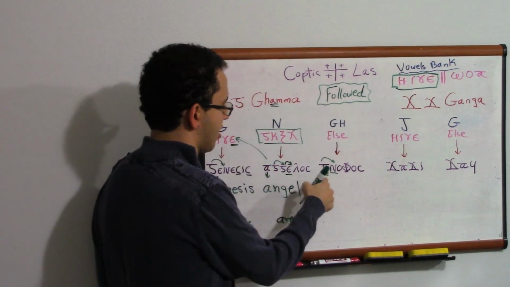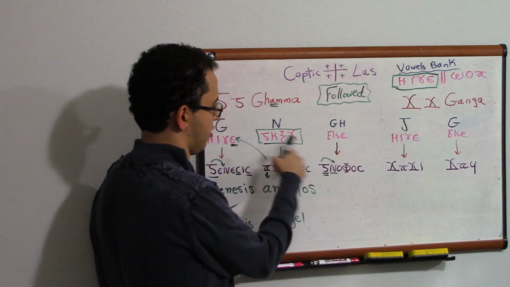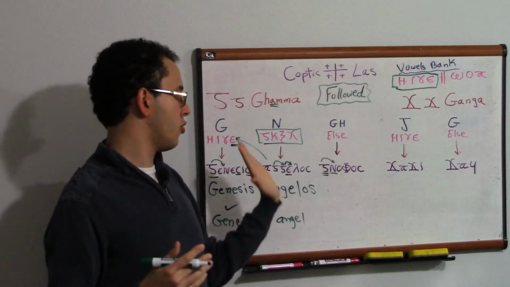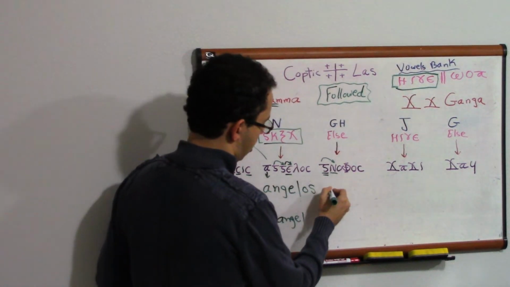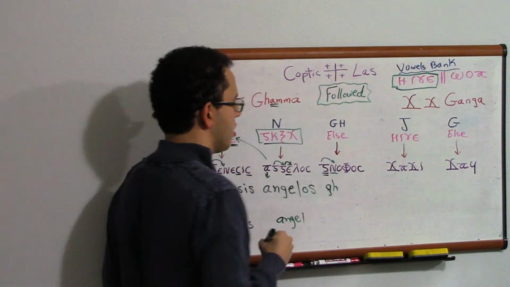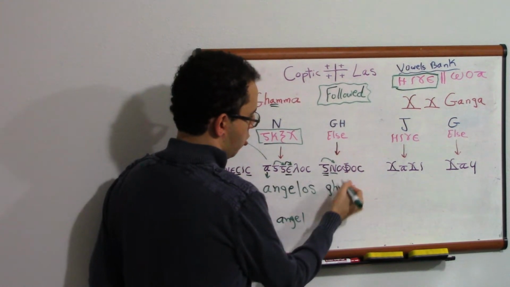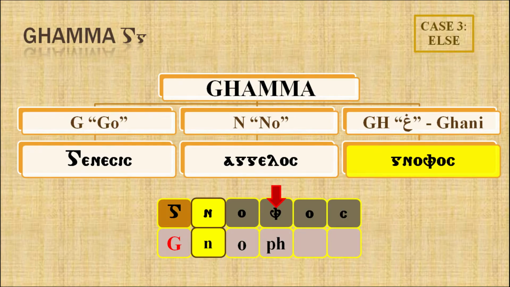Now, is that Ghamma followed by any of those 4 letters? Again, no. Therefore, it cannot be a G, it cannot be an N. So we default to the else case, which is GH. Okay? And then Ni is an N. Omicron is an O. This letter, if you remember, I said BH or F. It's up to you if you want to do BH or F. As long as you think of BH as phone or F as in like father or whatever.